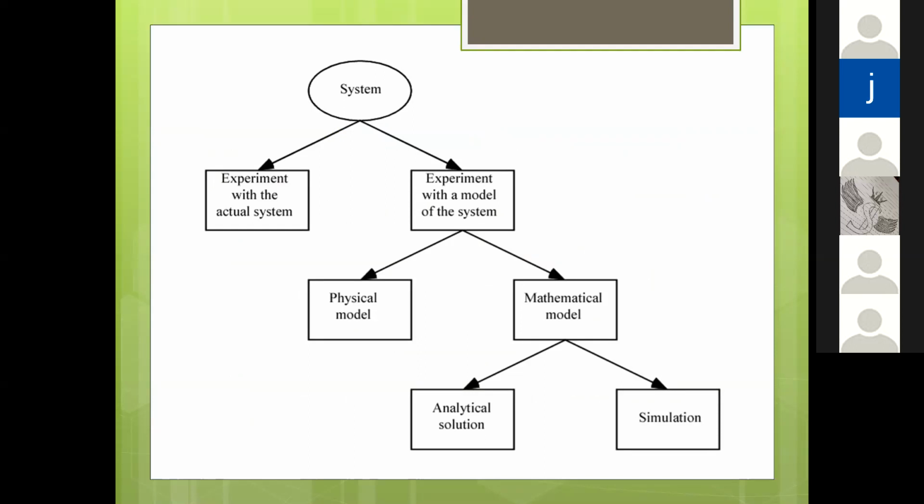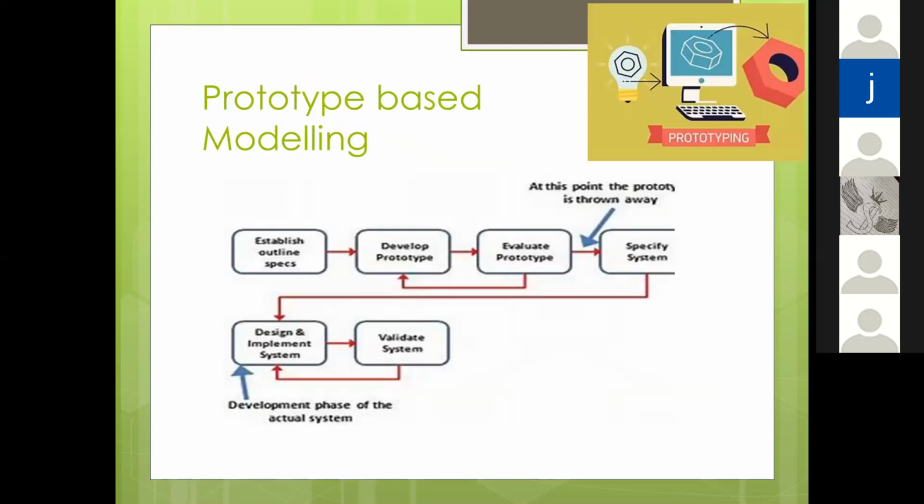So there is a system which may have an experiment. We can do an experiment with the actual system. If it is getting very costly and we cannot afford it, or it is difficult or complex to handle, then we develop an experimental model of that system. That can be a physical model, sort of a prototype, or it can be a mathematical model. Again, if we are able to develop a mathematical model, we can either go in for an analytical solution if it is simple, and if it is not simple, there are intervening variables in that, we may go in for a simulation. So that becomes a guiding tool for us.